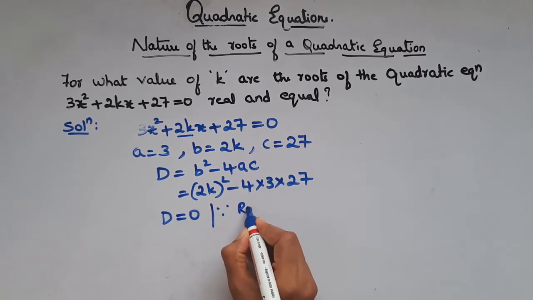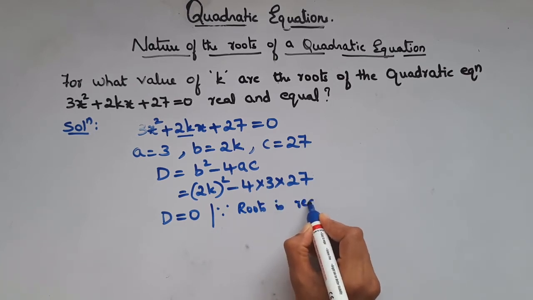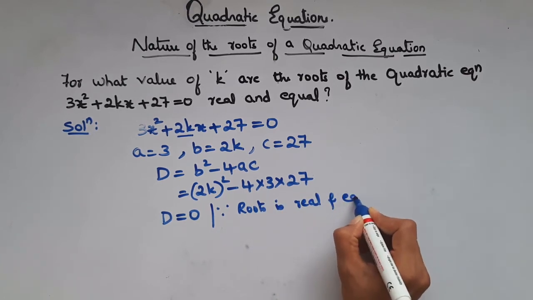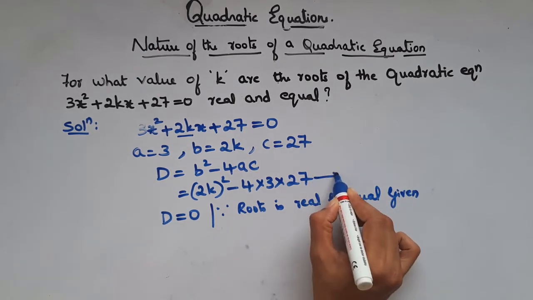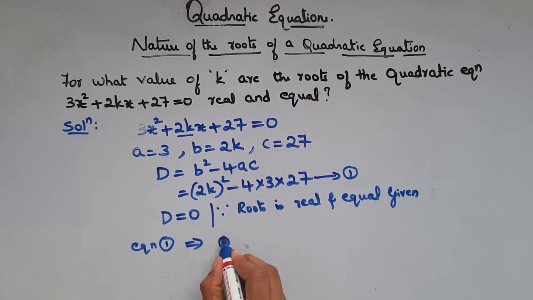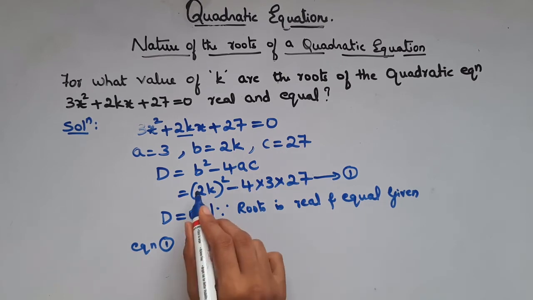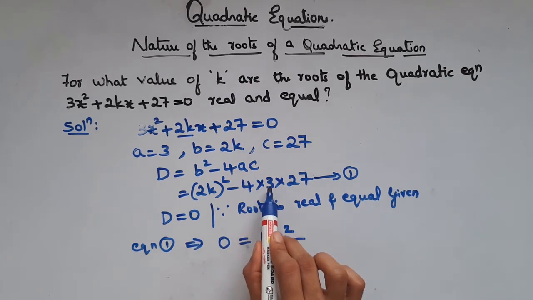The nature of roots is real and equal. It is given. So let's take this equation 1. Your equation 1 will be 0 is equal to 2 square, that is 4 into k square, minus 4 3s are 12.